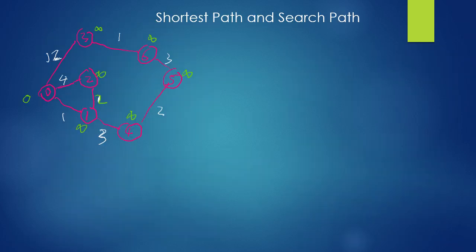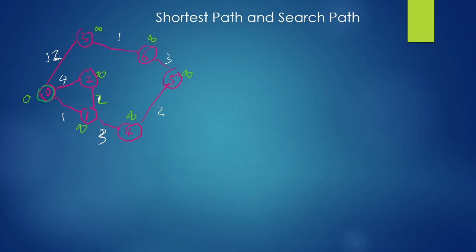Now, let's use one more example to see the difference between the shortest path tree and the search path, or visit sequence. So let's carry out this algorithm again. First, of course, we set the distance to be infinity except 0, which we set to 0. First of all, choose the one that has the smallest distance to visit. So we visit this one, obviously, and then update.